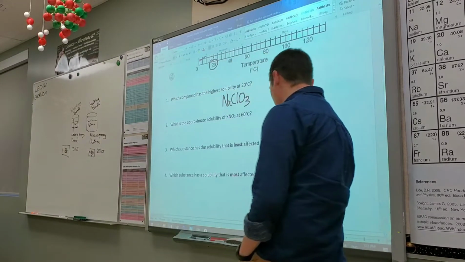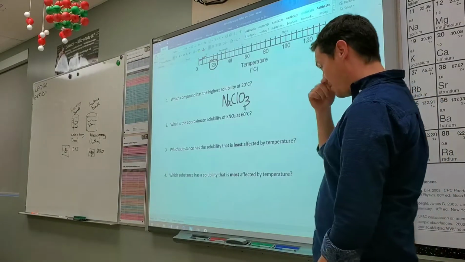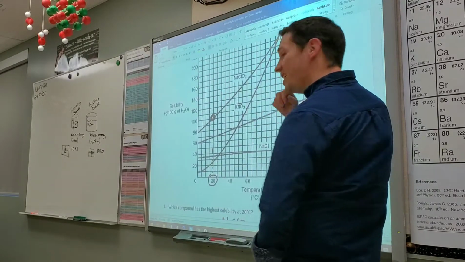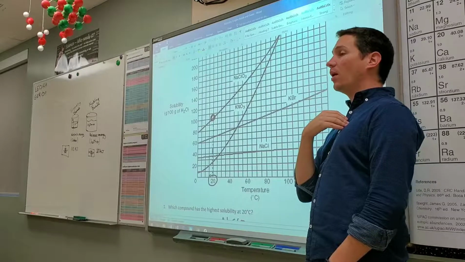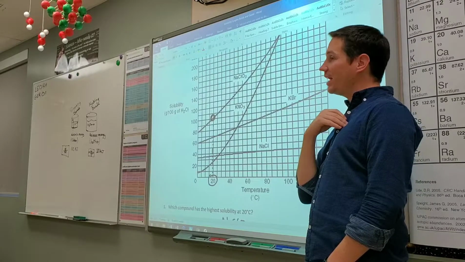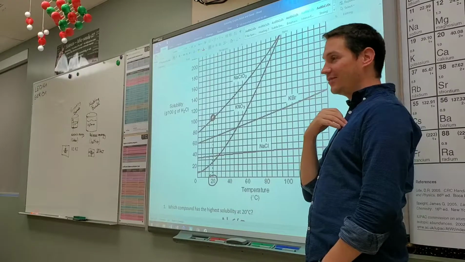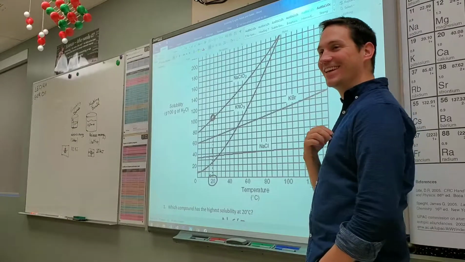So we've got sodium chlorate as the compound with the highest solubility at 20 degrees Celsius. Now, what is the approximate solubility of potassium nitrate at 60 degrees Celsius? Somebody tell me how I would go about solving this, not what the answer is. Kylan, you don't want to tell me how to solve this? Nope. Okay. Anybody else? You're good.